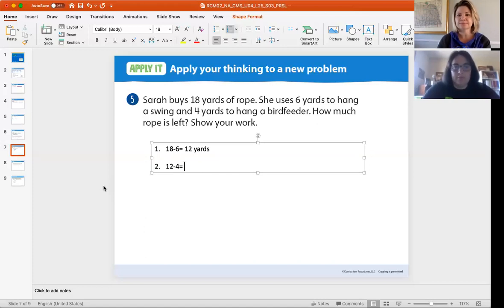equals 8 yards. So how much rope is left? 8 yards is left, right? Mm-hmm.